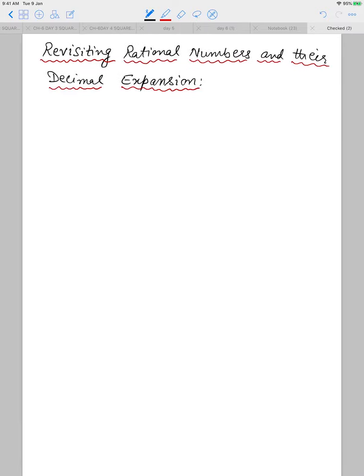Today we will be revisiting rational numbers and their decimal expansion. As we all know, rational numbers have two types of decimal expansion. One is that they can have a terminating decimal expansion, or they can have a non-terminating but repeating decimal expansion. These are the two types of decimal expansions for rational numbers.